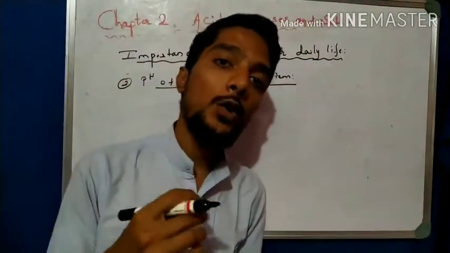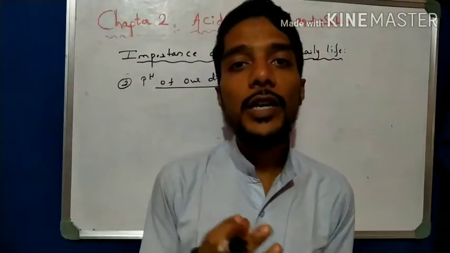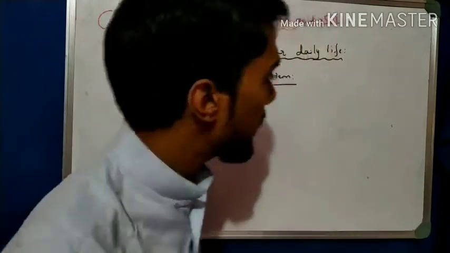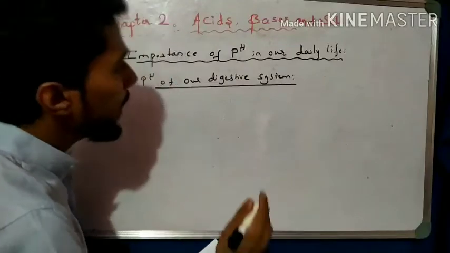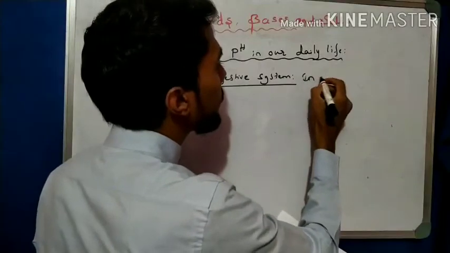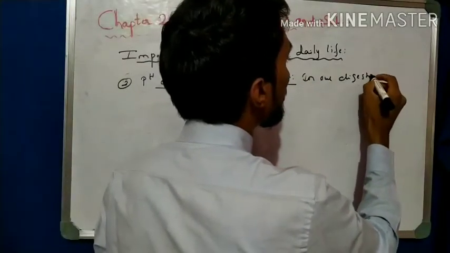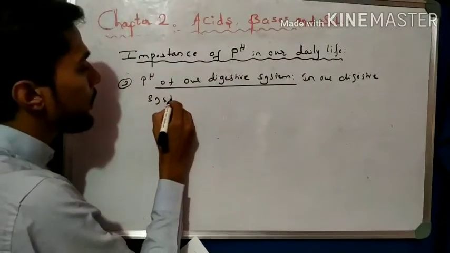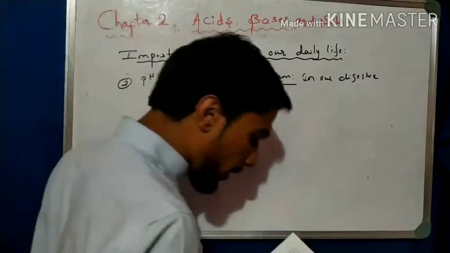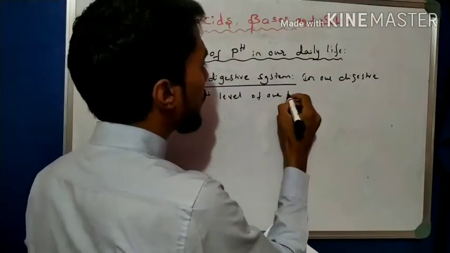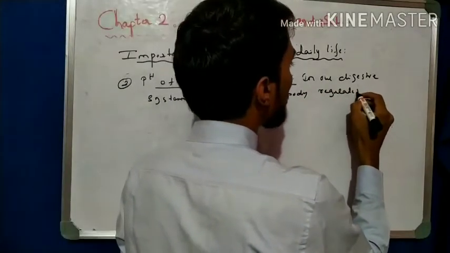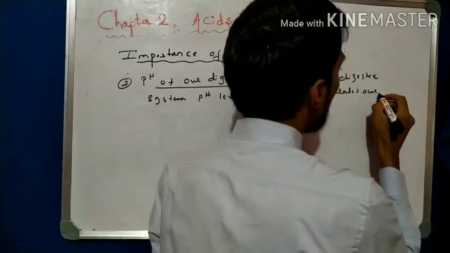In that case, we also have to maintain our pH value. We take some tablets, and that medicine is called an antacid, right? Antacid is taken during indigestion. So I will write some points about this. First point is, in our digestive system, the pH level of our body regulates our digestive system.